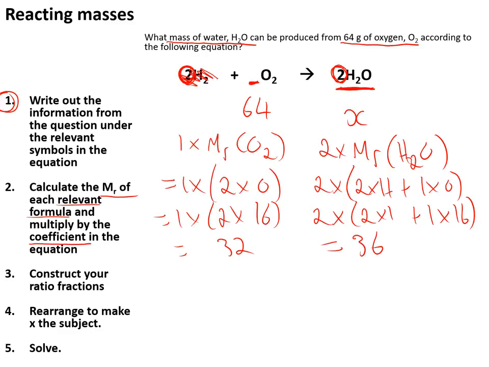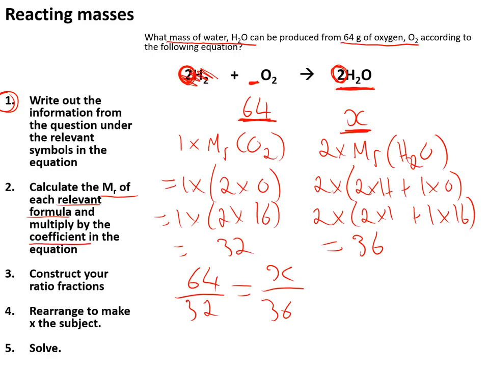Now, the clever bit is that if you look at the way this is written, 64 is over 32 and X is over 36. Reacting masses problems are actually ratio problems, and the way this is written is now presented as a ratio problem with an unknown to solve. So we're going to turn this into a fraction with 64 and 32 as one side of the fraction. So 64 over 32 is going to equal X, our unknown, over 36. And now we can just rearrange to solve for X.